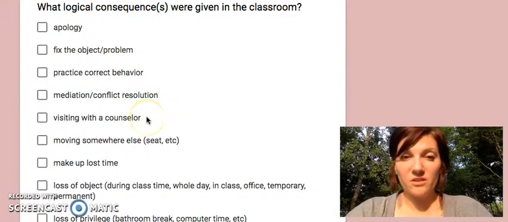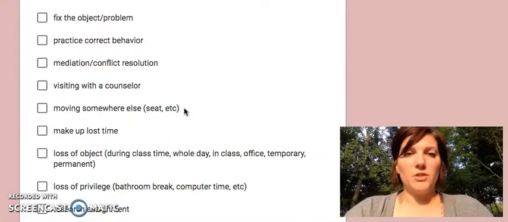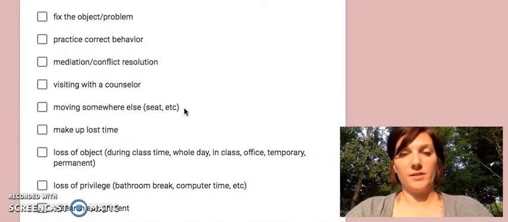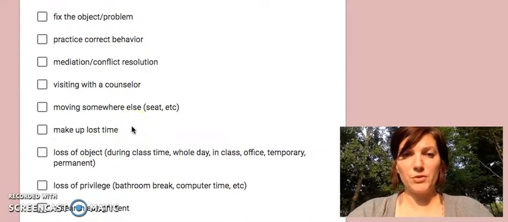Did you visit with a counselor? You can send students to counselors as well. Did you have a student move somewhere else, a seat, a different part of the classroom, something like that? Did you have the student make up lost time? Yeah, sure, they came late for class. Did you have them make that time up another way or place?